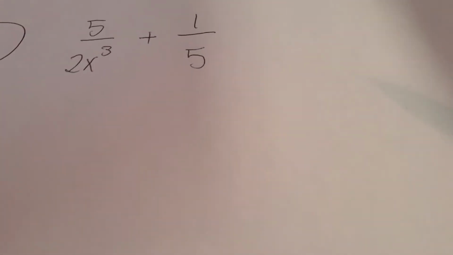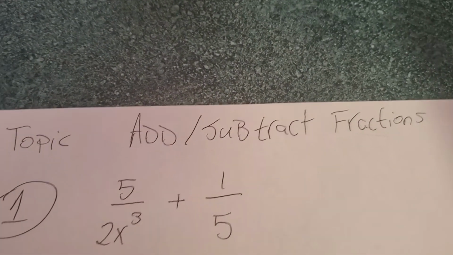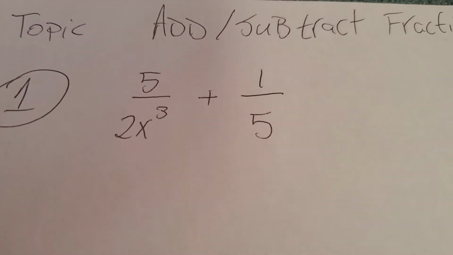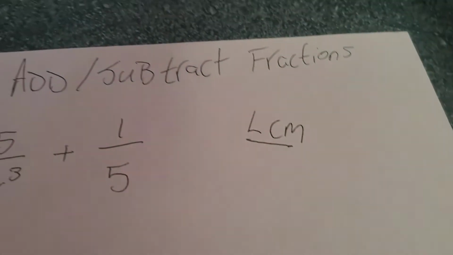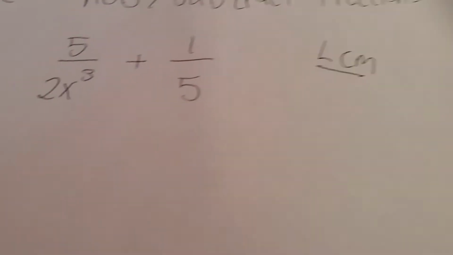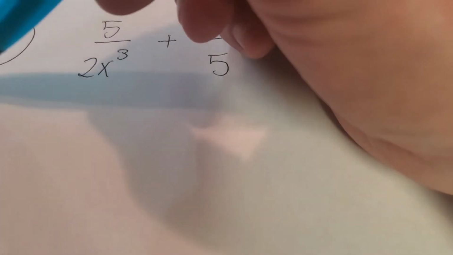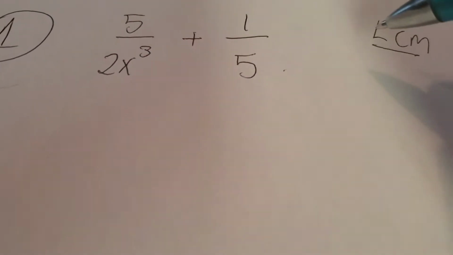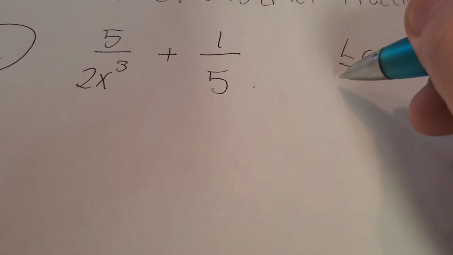Alright guys, this topic here, add subtract fractions, and we see on the bottom here the denominator has a variable. So how do we go and add these two together? Well, first you're going to need an LCM. What that means is you need a lowest common multiple. So what we need to do is find the lowest common multiple of the 2 and the 5. So we're looking for the lowest number that 2 and 5 can go both into.